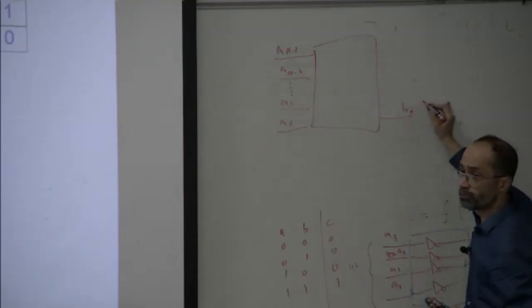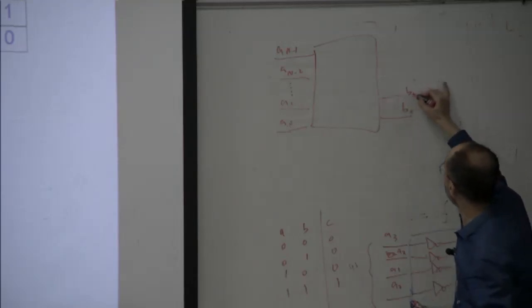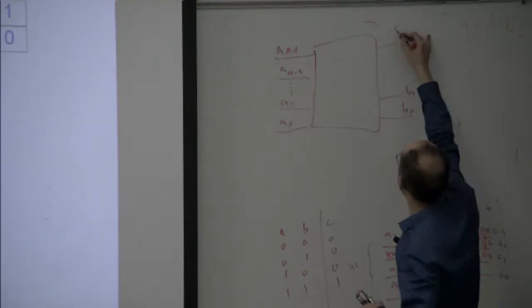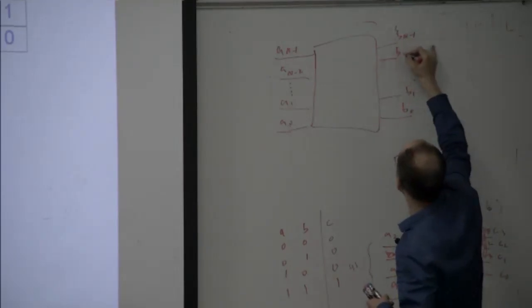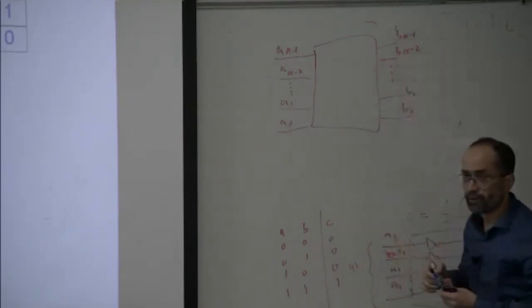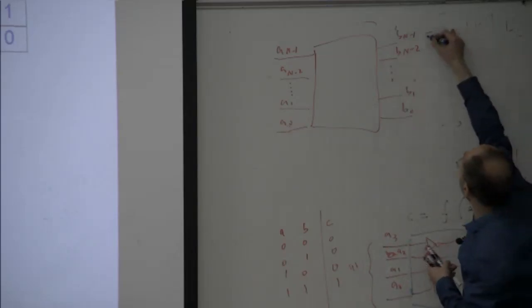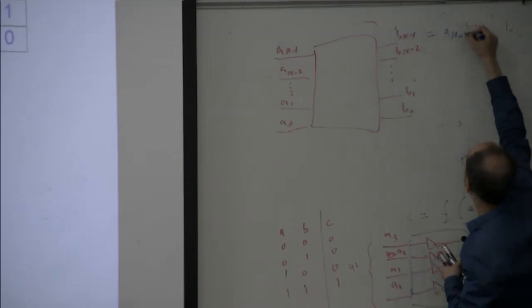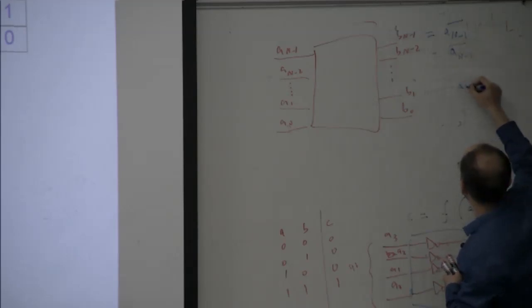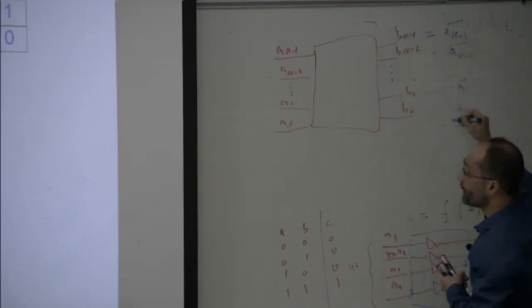B0, then B1, and Bn minus 1 and then Bn minus 2, and so on. Got it? So can we write it like this? Bn minus 1 is the invert of An minus 1 bar, An minus 2 bar, and then A1 bar, and then A0 bar.